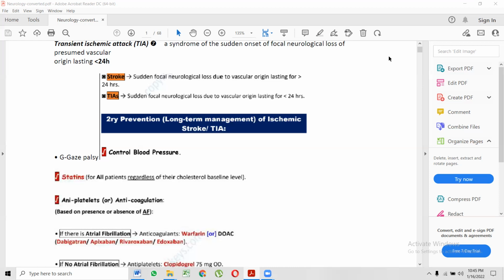Can you repeat this again, please? At which point? When are we going to give this? First of all, if there is no hemorrhage on CT scan, now it depends on the time duration of the presentation of the patient. If the patient presents within 4.5 hours, then alteplase. And if the patient presents after 4.5 hours, then aspirin 300 mg. Okay, sir.